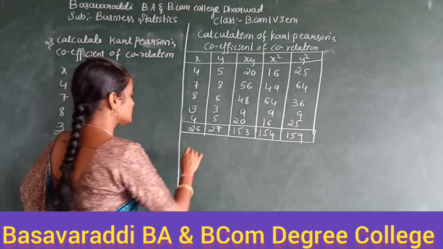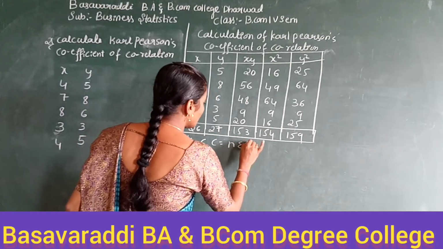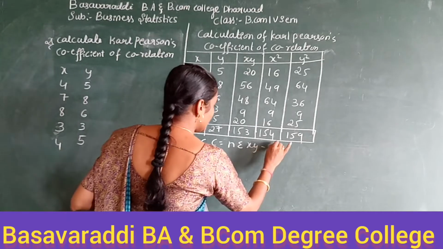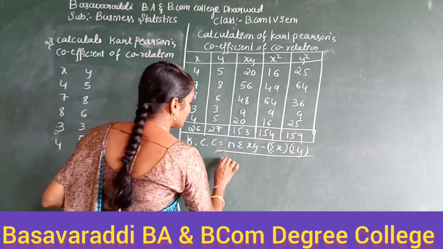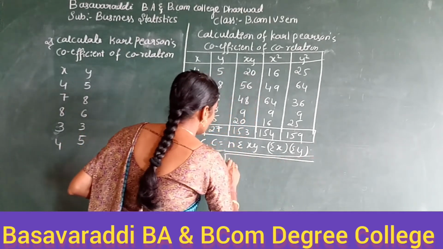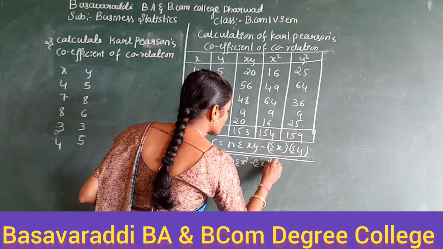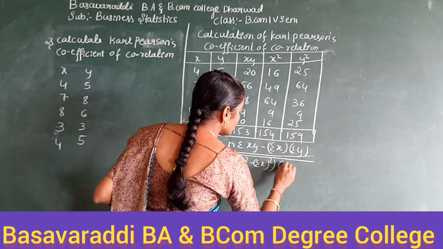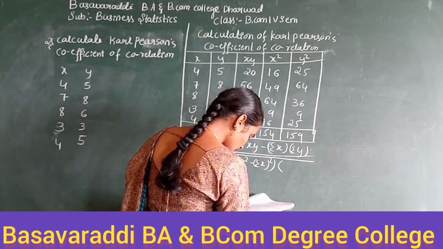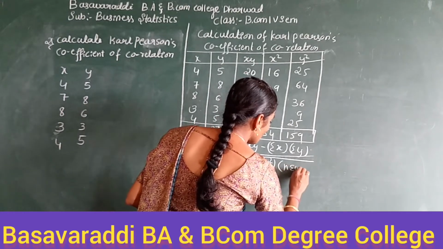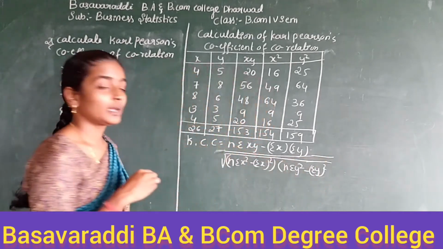Okay. Next, the formula: Karl Pearson coefficient of correlation is equal to n summation x into y minus summation x into summation y, whole divided by the square root of bracket n into summation x square minus summation x whole square, into bracket n summation y square minus summation y whole square.